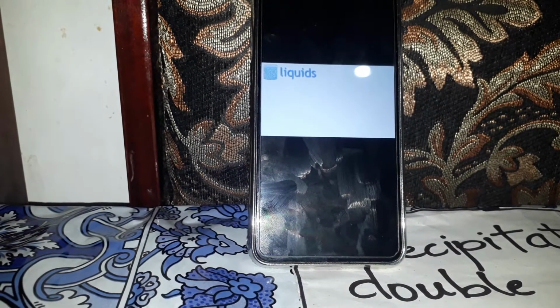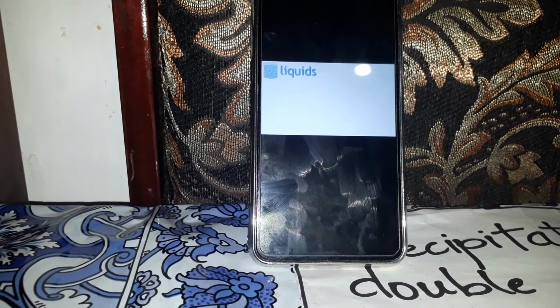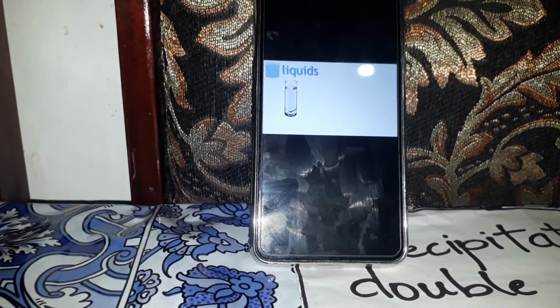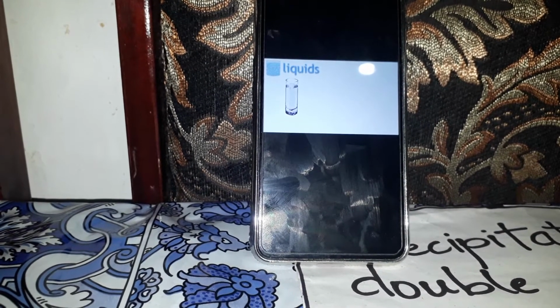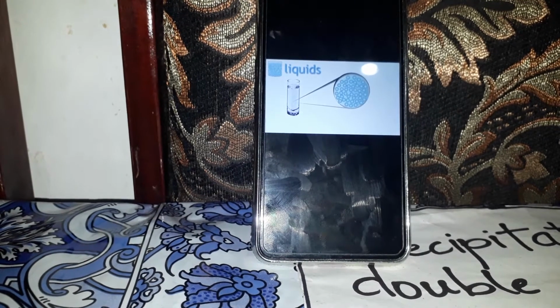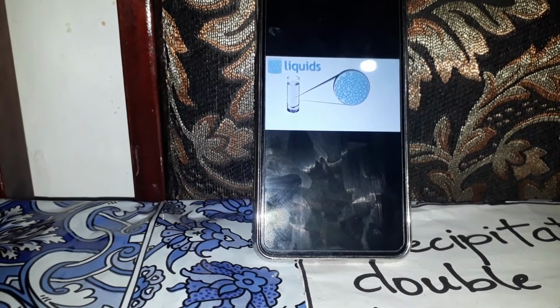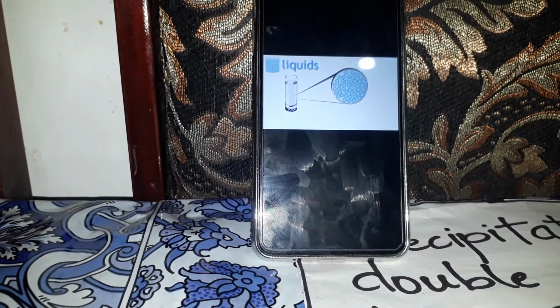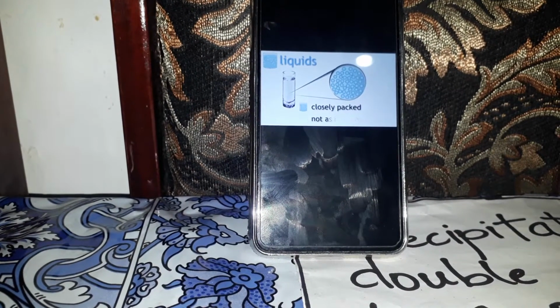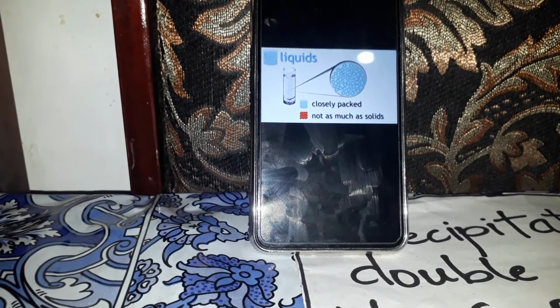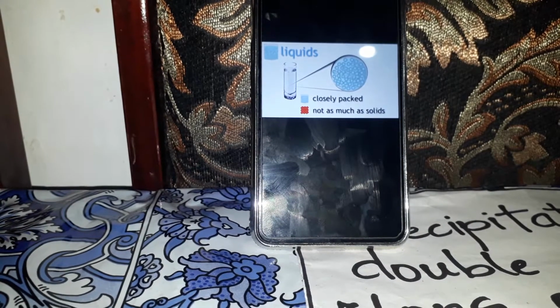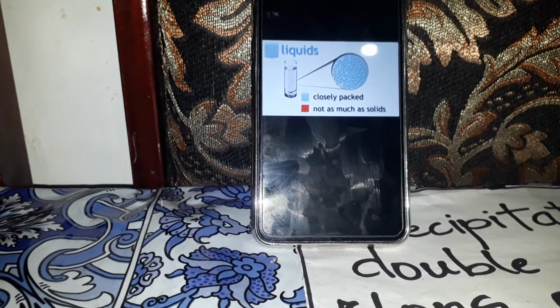Now let us look at liquids. An example of a liquid is water. Just as with solids, the properties of liquids depend on how the particles in liquids are packed. In a liquid, the particles are again closely packed, but not as closely packed as in solids. So this means the particles in liquids can move around each other.